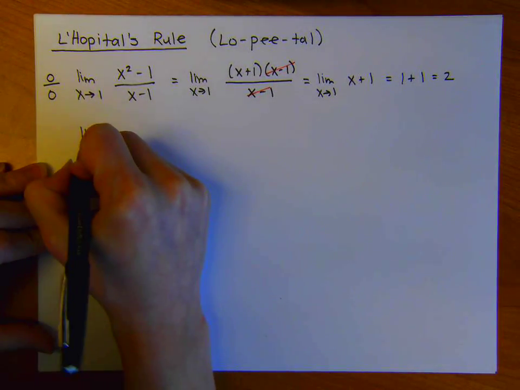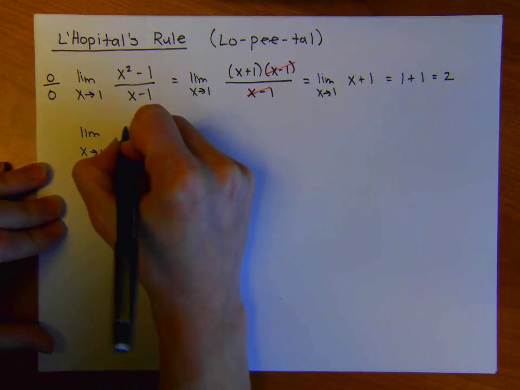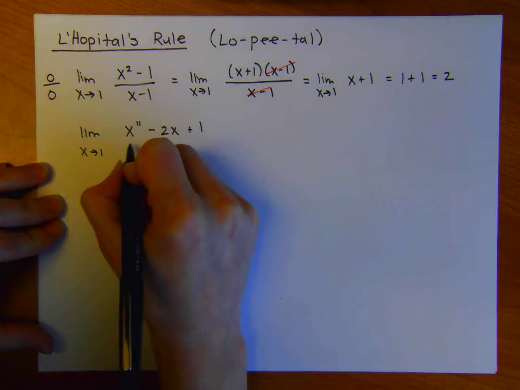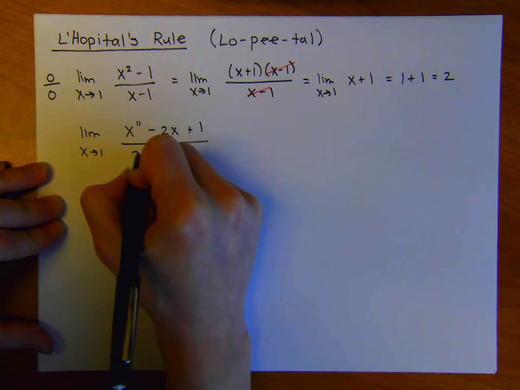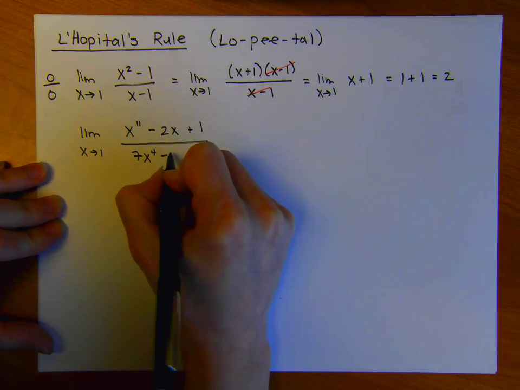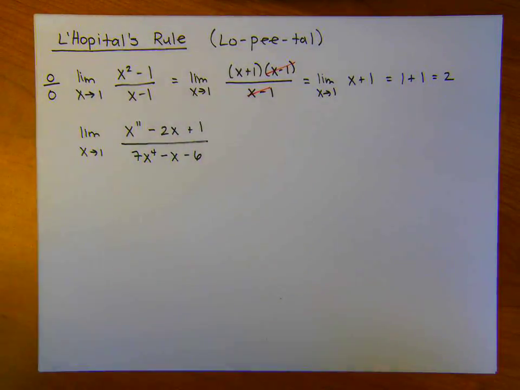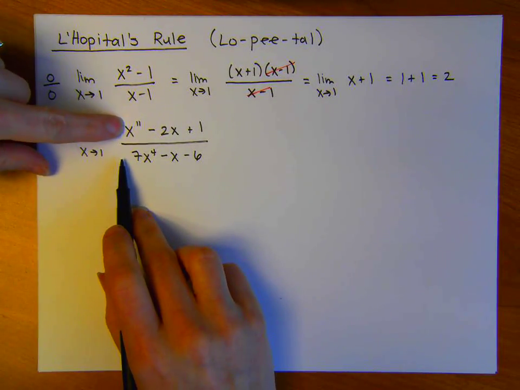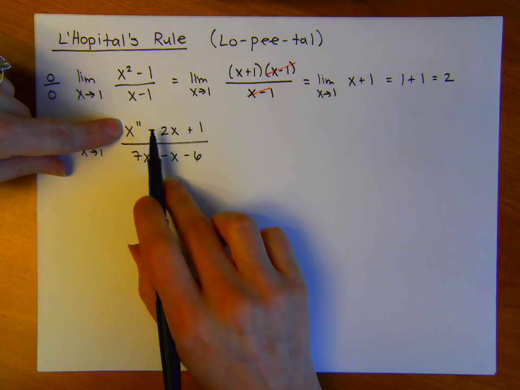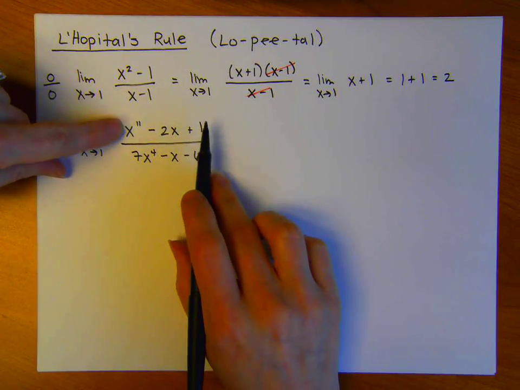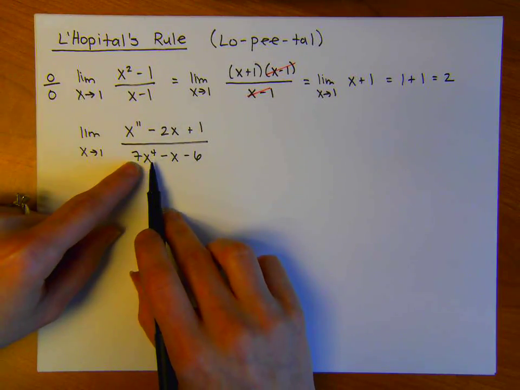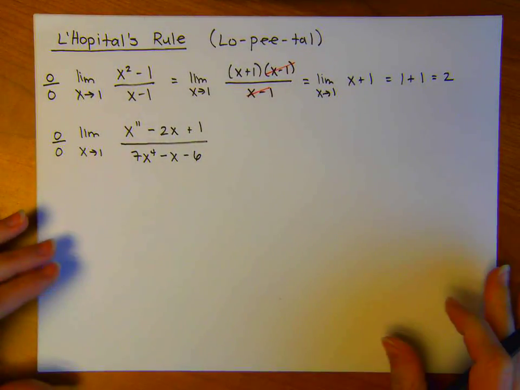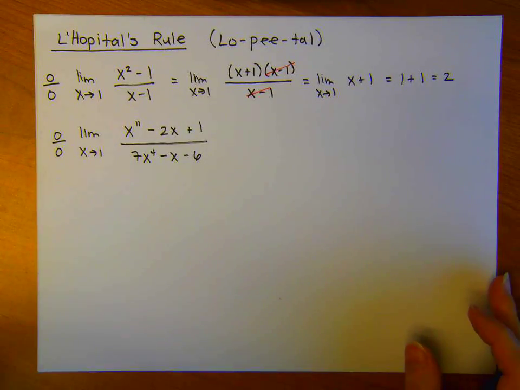Let's say I wanted to look at the limit as x approaches 1 of x to the 11th minus 2x plus 1 over 7x to the 4th minus x minus 6. Okay, so notice if I plug 1 in here, I would have 1 to the 11th, that's 1. 1 minus 2 plus 1, that would be 0. And then I'd have 7 minus 1 minus 6, that would also be 0. So similar to this one, we get an indeterminate form.